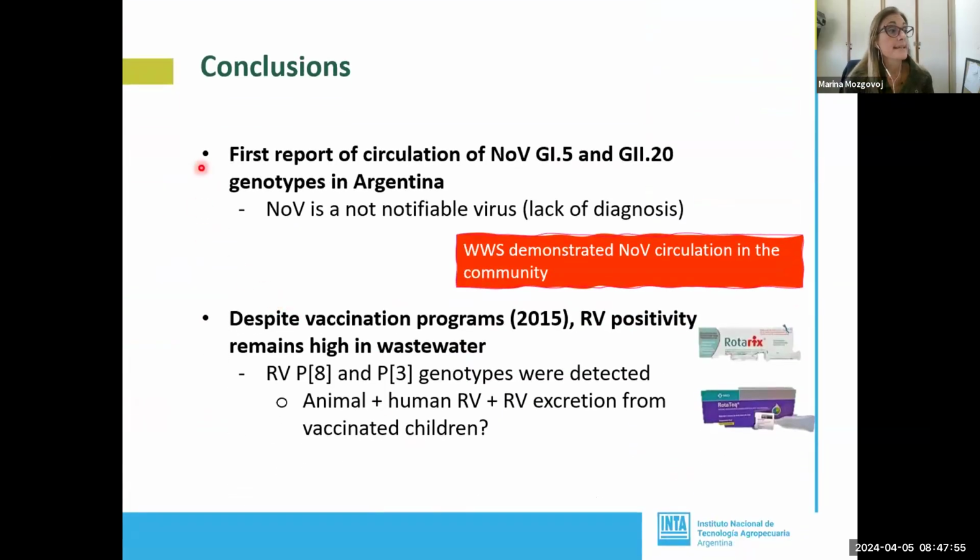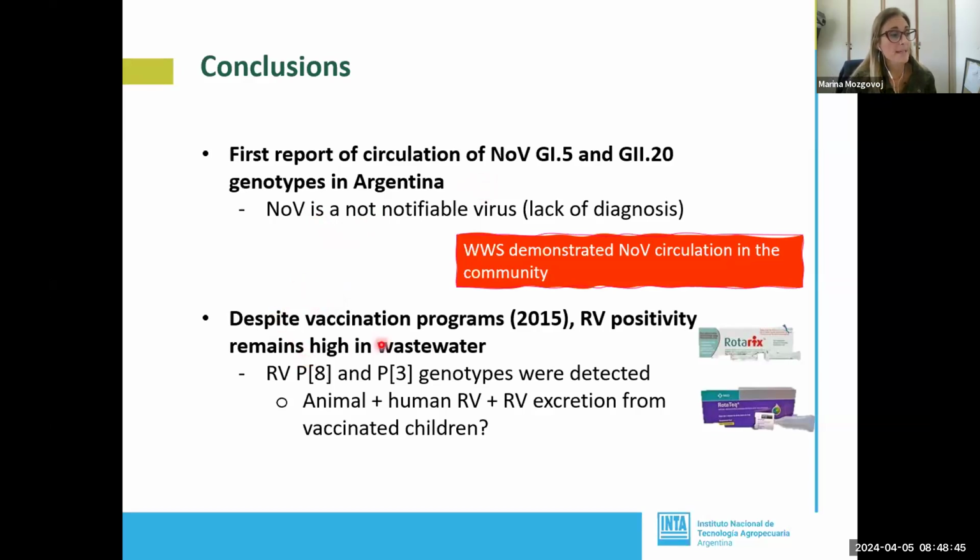To our knowledge, this is the first report of circulation of these 2 genotypes in Argentina, norovirus genotypes GI.5 and GI.20. It is important to mention that norovirus is not a notifiable virus, and cases caused by this virus in Argentina are underestimated, probably due to lack of diagnosis. So, by wastewater surveillance, we demonstrate that norovirus circulated in this community, and also we identified 2 new genotypes, 2 new strains. Regarding rotavirus, despite vaccination programs that were implemented in 2015, rotavirus positivity remains high in wastewater.